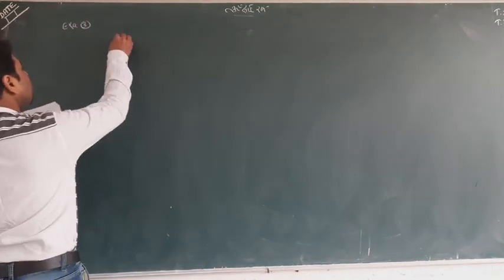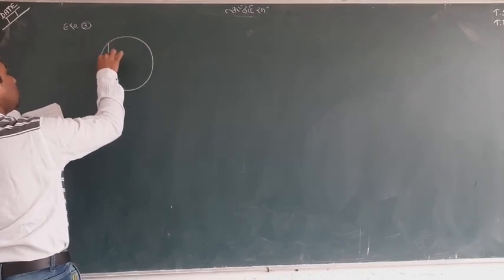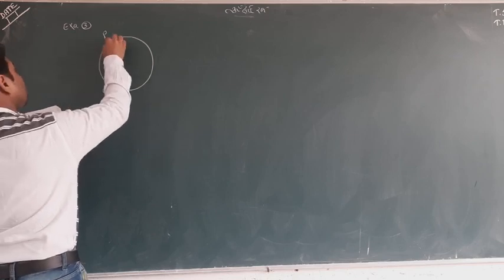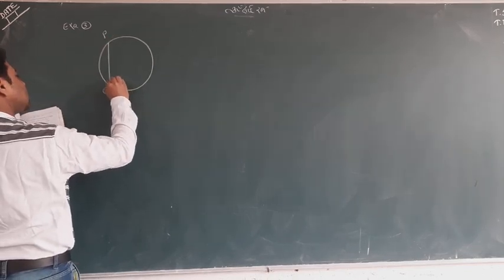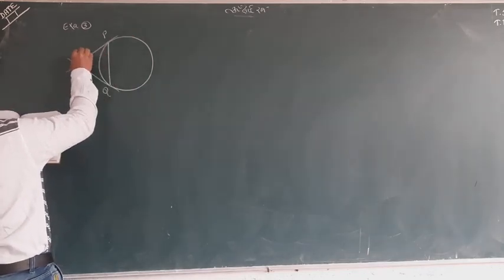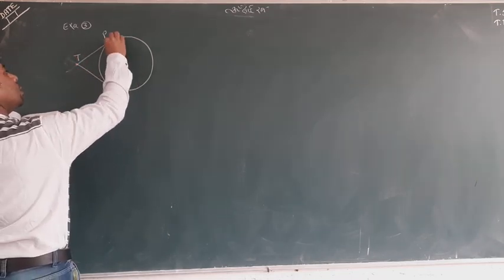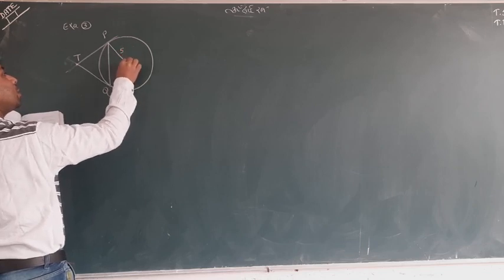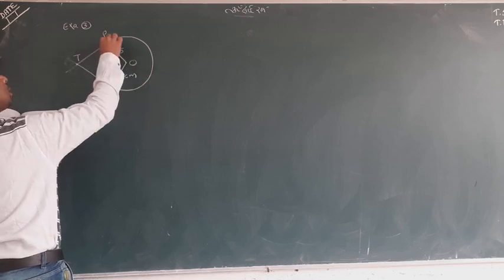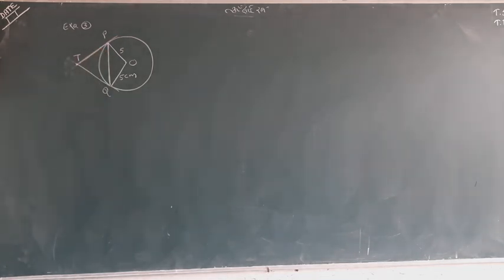So question says we have a circle. We have a chord PQ of length 8 centimeter. From P and Q we have two tangents that meet at T. The radius of the circle is 5 centimeter. These two are 5 centimeter. Suppose center is O. This length is 8. We have to find the length of TP. Okay. This is the question.